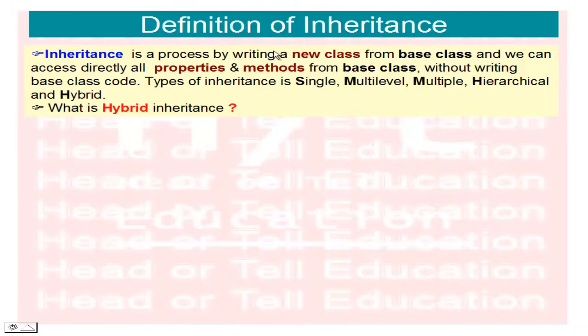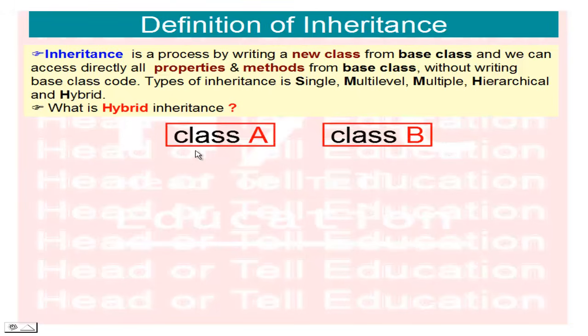First, we understand the simple definition of inheritance. Inheritance is a process of writing a new class from a base class, and we can directly access all properties and methods of the base class without writing the base class code. The types of inheritance are single, multi-level, multiple, hierarchical, and hybrid. In this tutorial, we will learn what hybrid inheritance is.